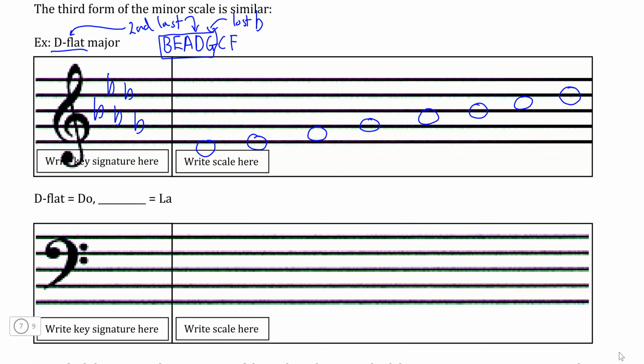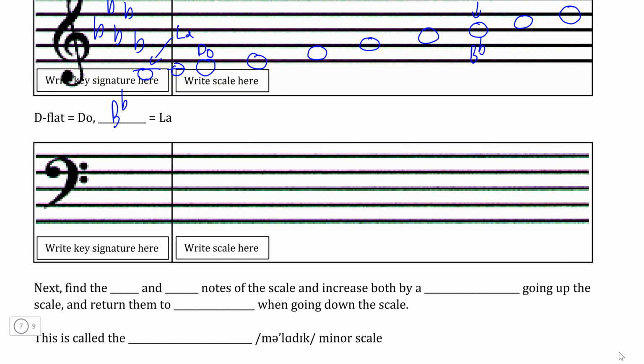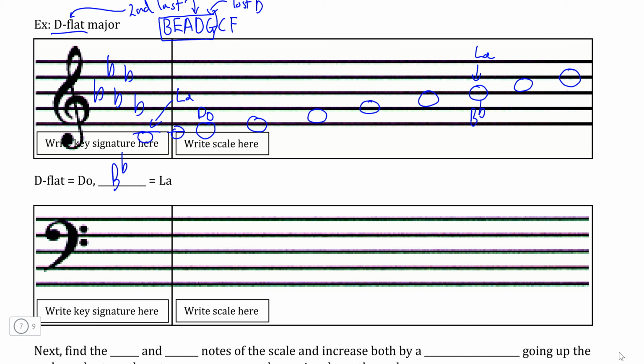And if we want to determine what the relative minor of that scale is, if we designate D flat as do, we can either count up 6 pitches: do, re, mi, fa, sol, la. So we would find in this case that B flat is La, and we would find this identically if we count down from Do to La: Do, Ti, La. Either way, regardless of whether we count up or down, B flat is going to be La, and therefore the relative minor of D flat major is what we call B flat minor.